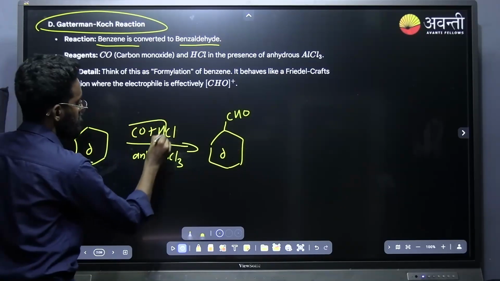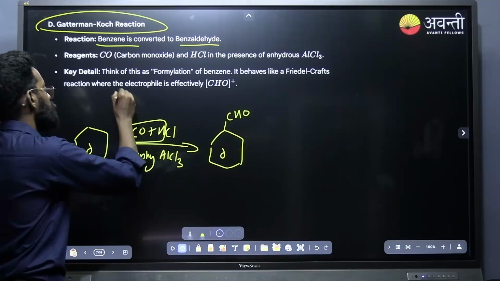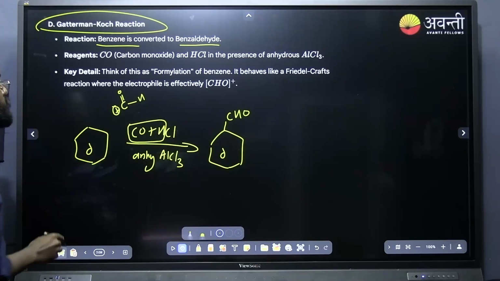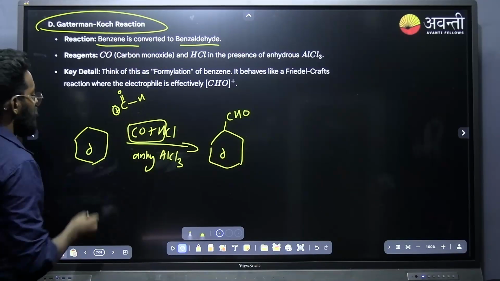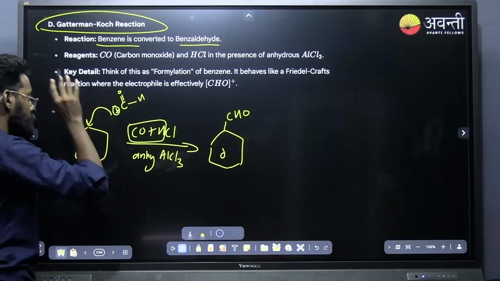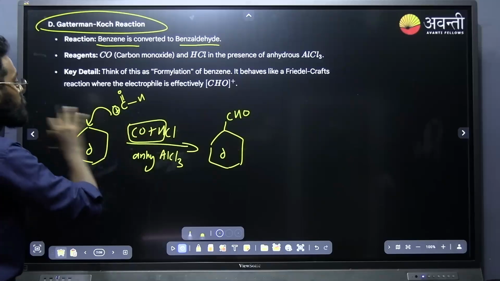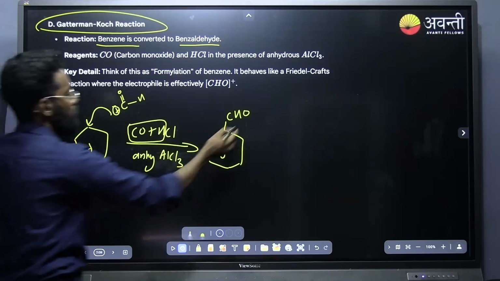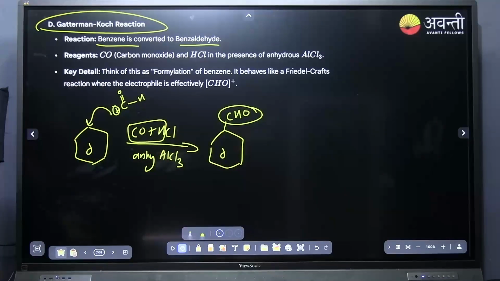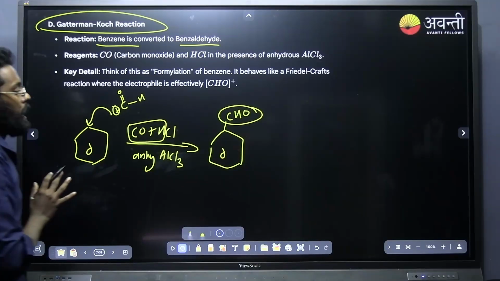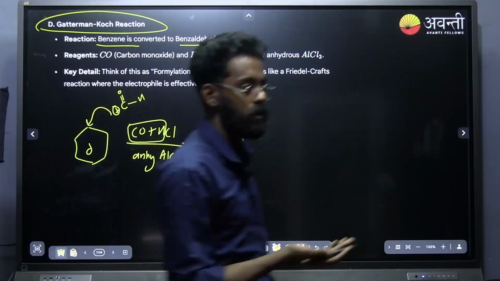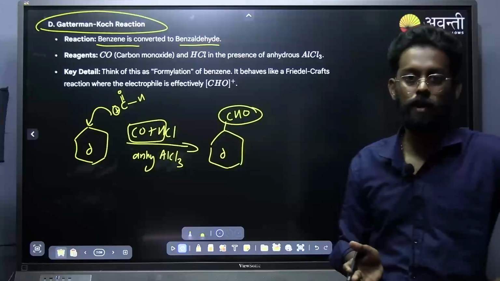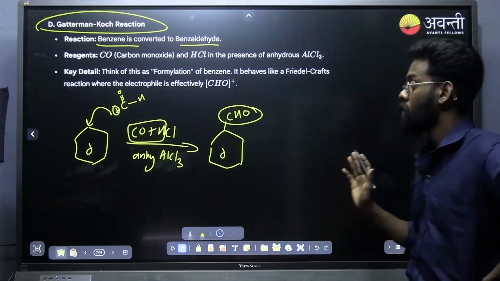How can we easily remember this is going to be the product? Just take this CO and HCl, and think that it is forming HCO, a formyl cation. There is a cation of aldehyde forming, and it is a substitution reaction. This is the way you can remember the product. The formyl cation is getting substituted, and we get the product. Like that you can remember and identify the product. In NEET and JEE, it's all about whether you remember the reagent and the product that is forming. So that is the easiest way. Shall I move?